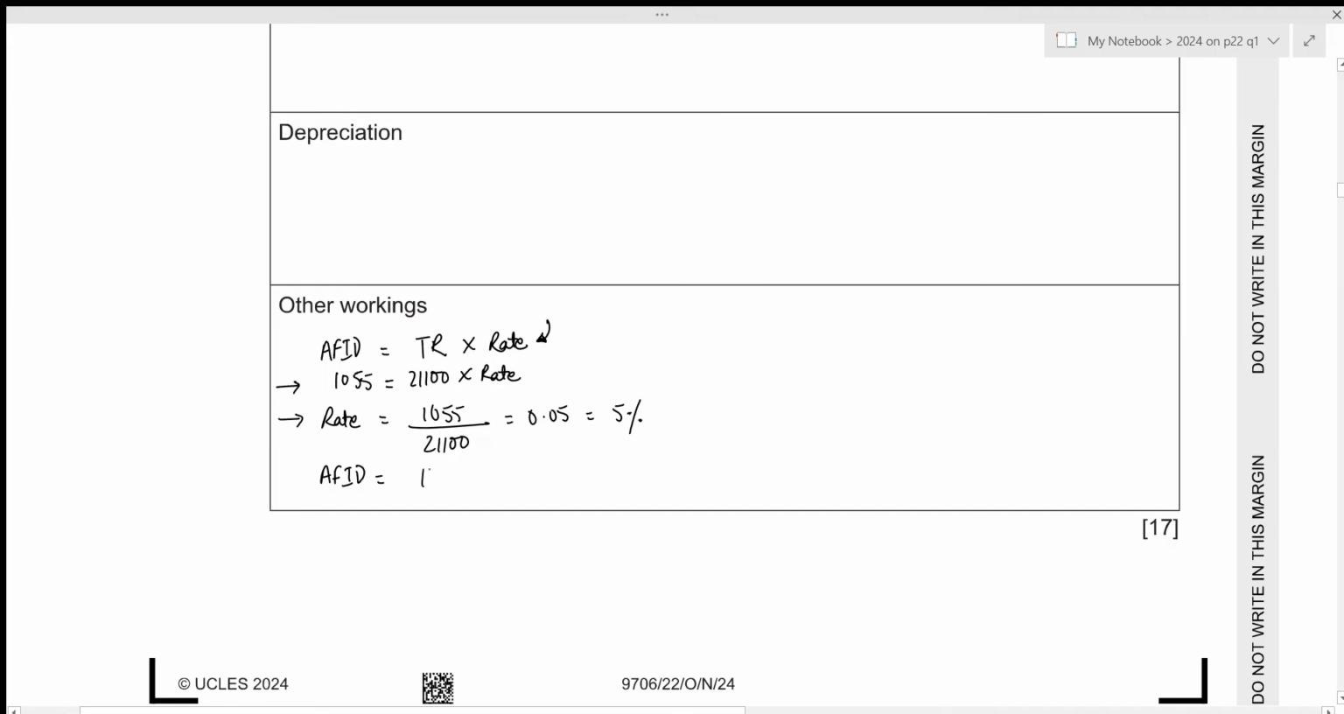So that will be 18,500 minus 300. Then we multiply this entire amount by 5%. This gives the amount of 910.